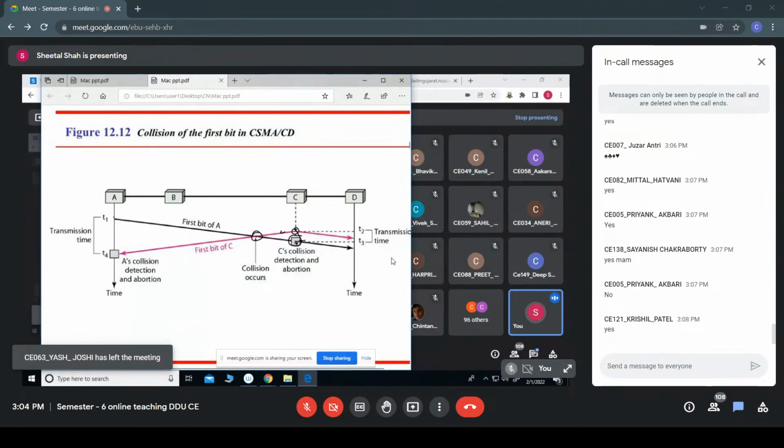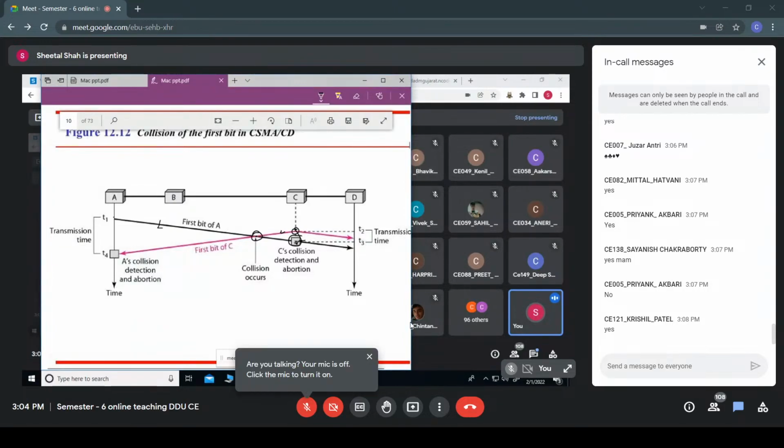Fine. So now, suppose A has already finished transmission of the entire frame before this T4. Then when it senses the channel, it will find that some collision has occurred, but it would not make out that this collision is due to its own frame. Are you getting this?